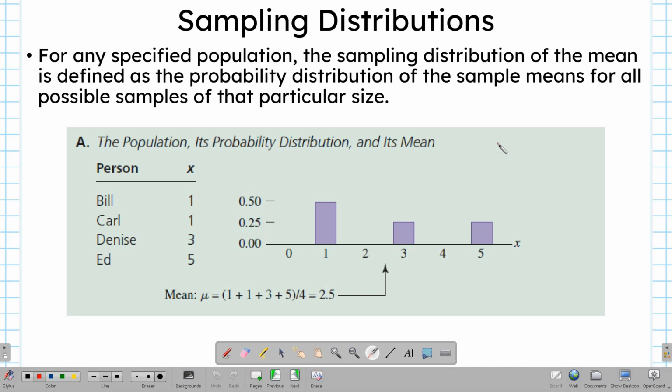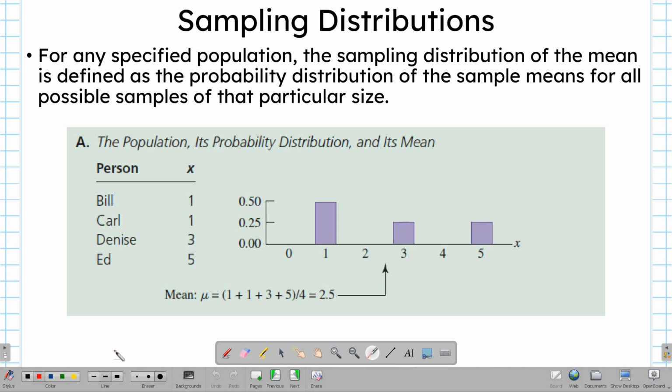So, for any specific population, the sampling distribution of the mean is defined as the probability distribution of the sample means for all possible samples of that particular size. And what does it have to do with getting just one sample, and how can we assure that it is actually representative of the population? So here's how it works.